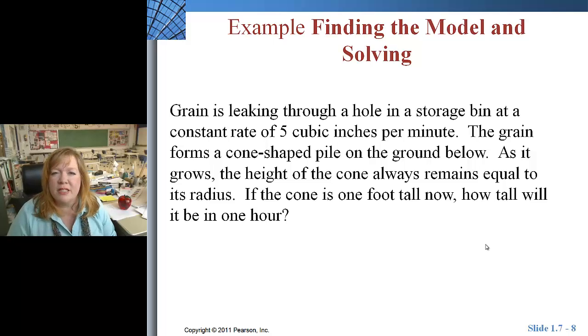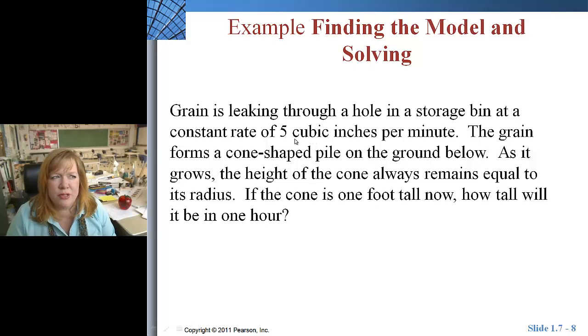Alrighty, let's look at this next one. We've got grain leaking out of a storage bin at a rate of 5 cubic inches per minute. The grain forms a cone-shaped pile on the ground below. As it grows, the height equals the radius. If the cone is 1 foot tall now, how tall will it be in 1 hour?